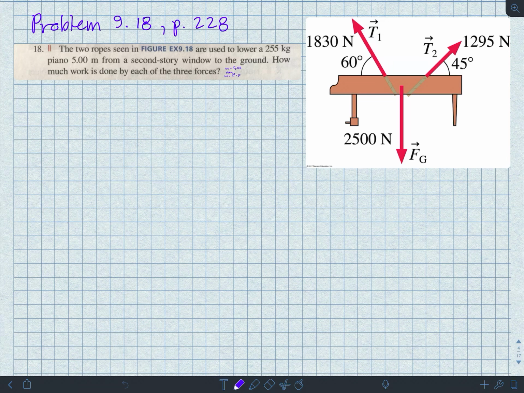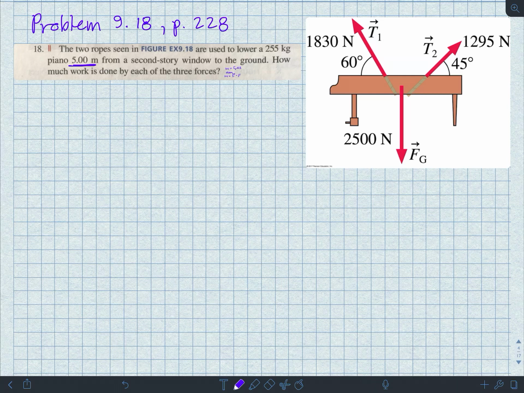Okay, so now we're going to apply the idea of work to this problem, 9.18. We've got these three forces that are acting on this grand piano, and we are lowering this piano 5 meters from a second-story window.